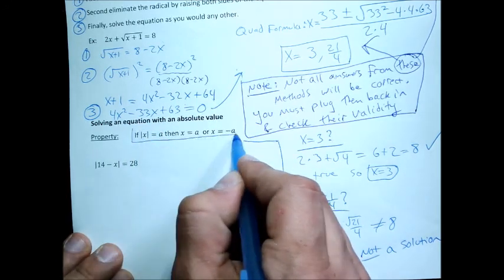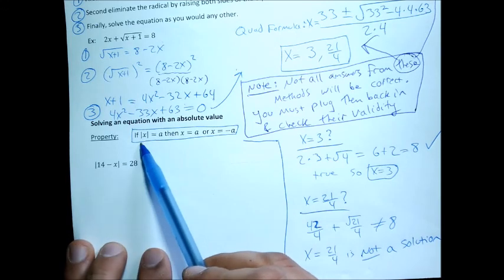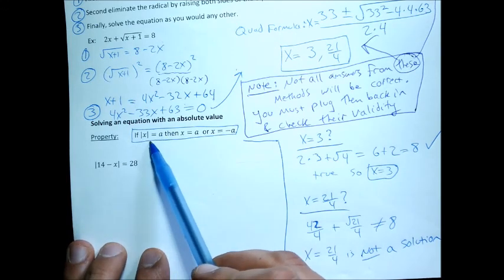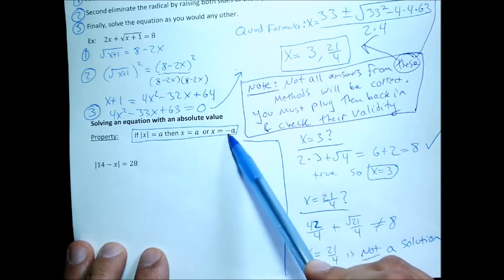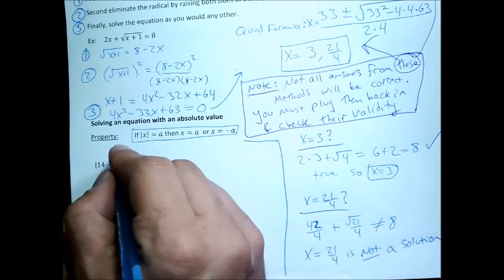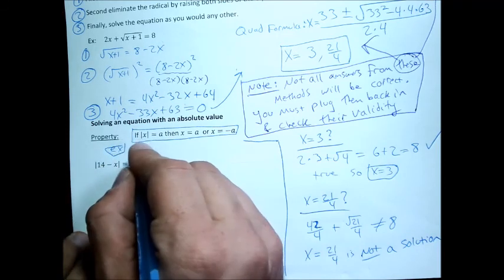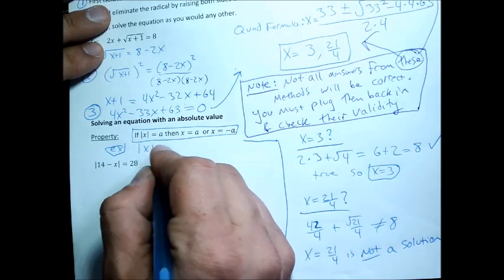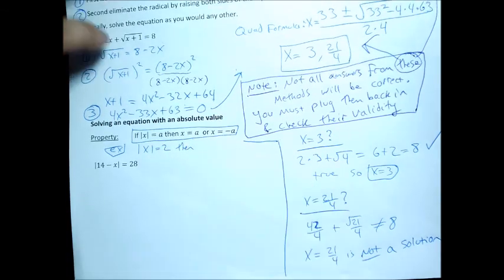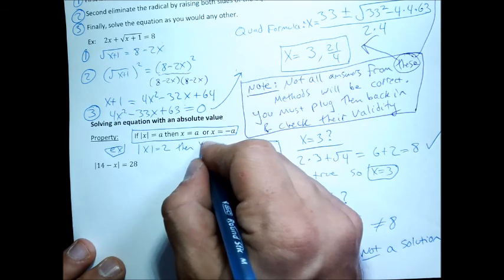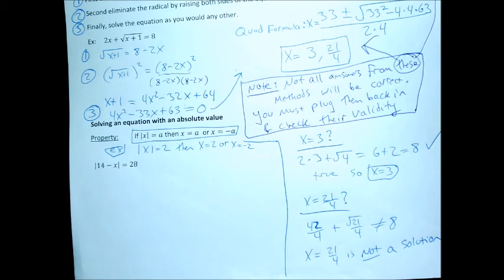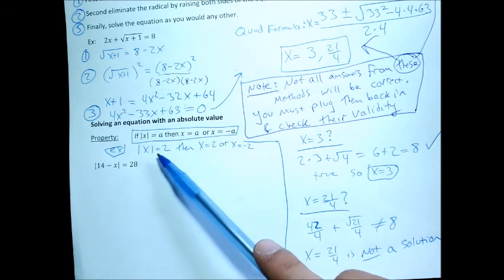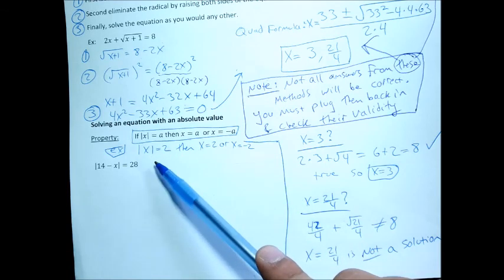Here's how we solve absolute value equations. If we have the absolute value of x equals a, that means whatever's inside there equals a, or it equals the opposite of a, the negative version, right? And then when you take the absolute value, it becomes positive. For example, a quick example, if the absolute value of x equals 2, then that means that x equals 2 or negative 2, right? Because if you plug a 2 into the absolute value, it would be 2. And if you plug a negative 2 in there, it's also 2, because it becomes positive.